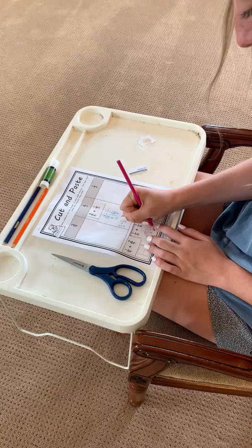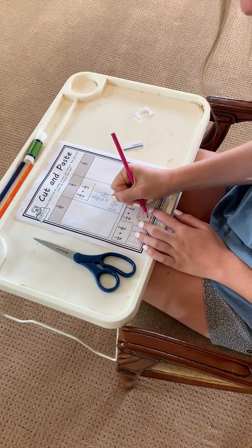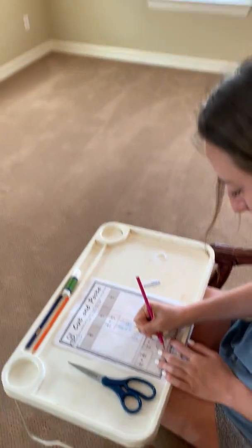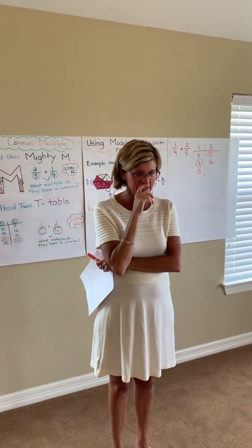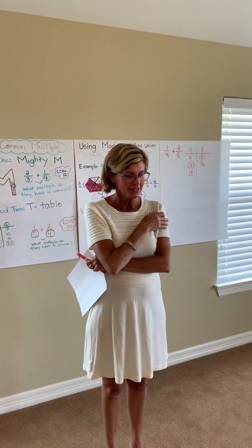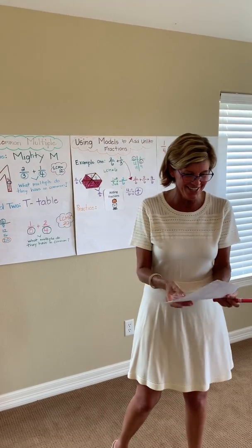If this has 8 pieces, I wonder what we would call this shape. It's got 8 sides. What would it be called? Does anybody know? An octagon. Yes, it's an octagon. Good job.